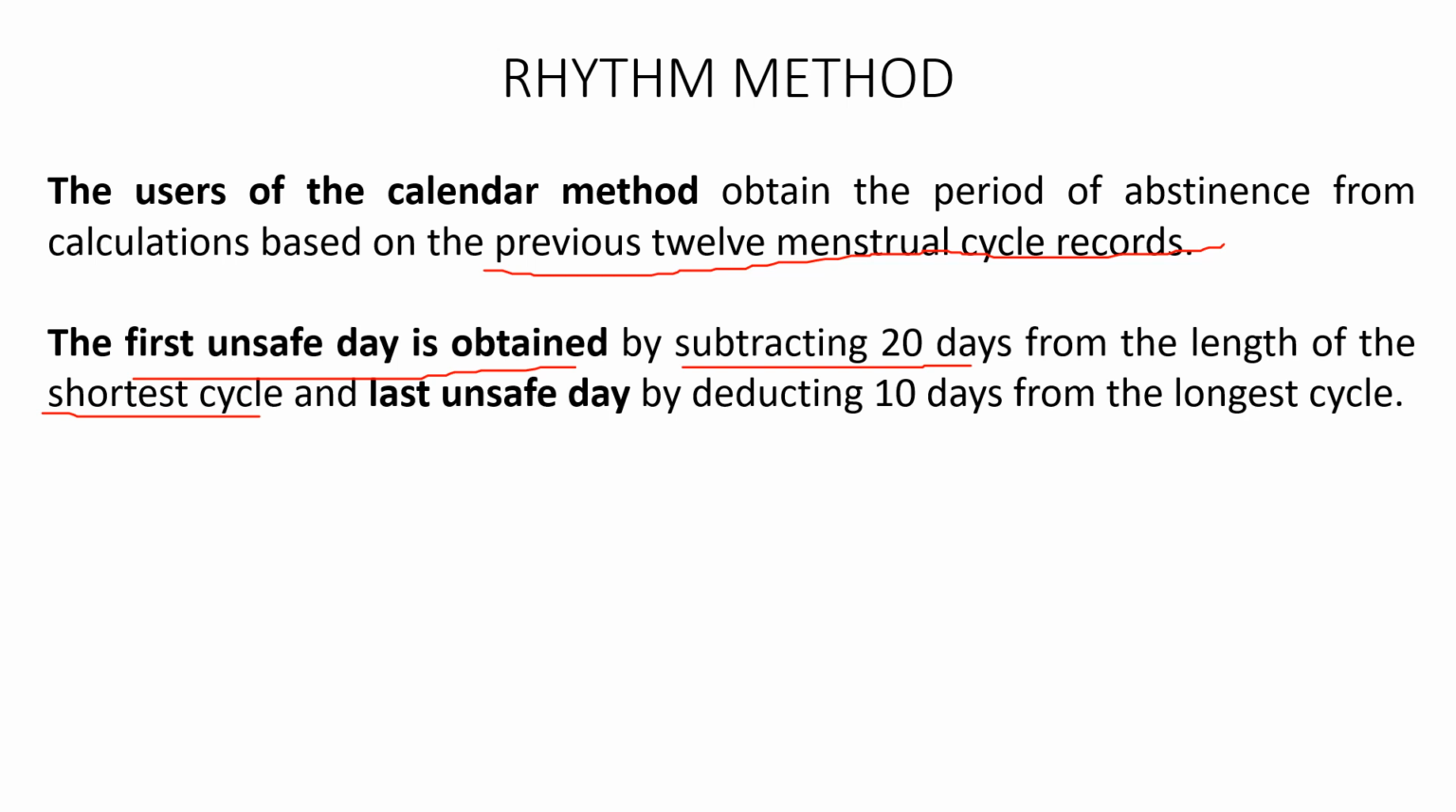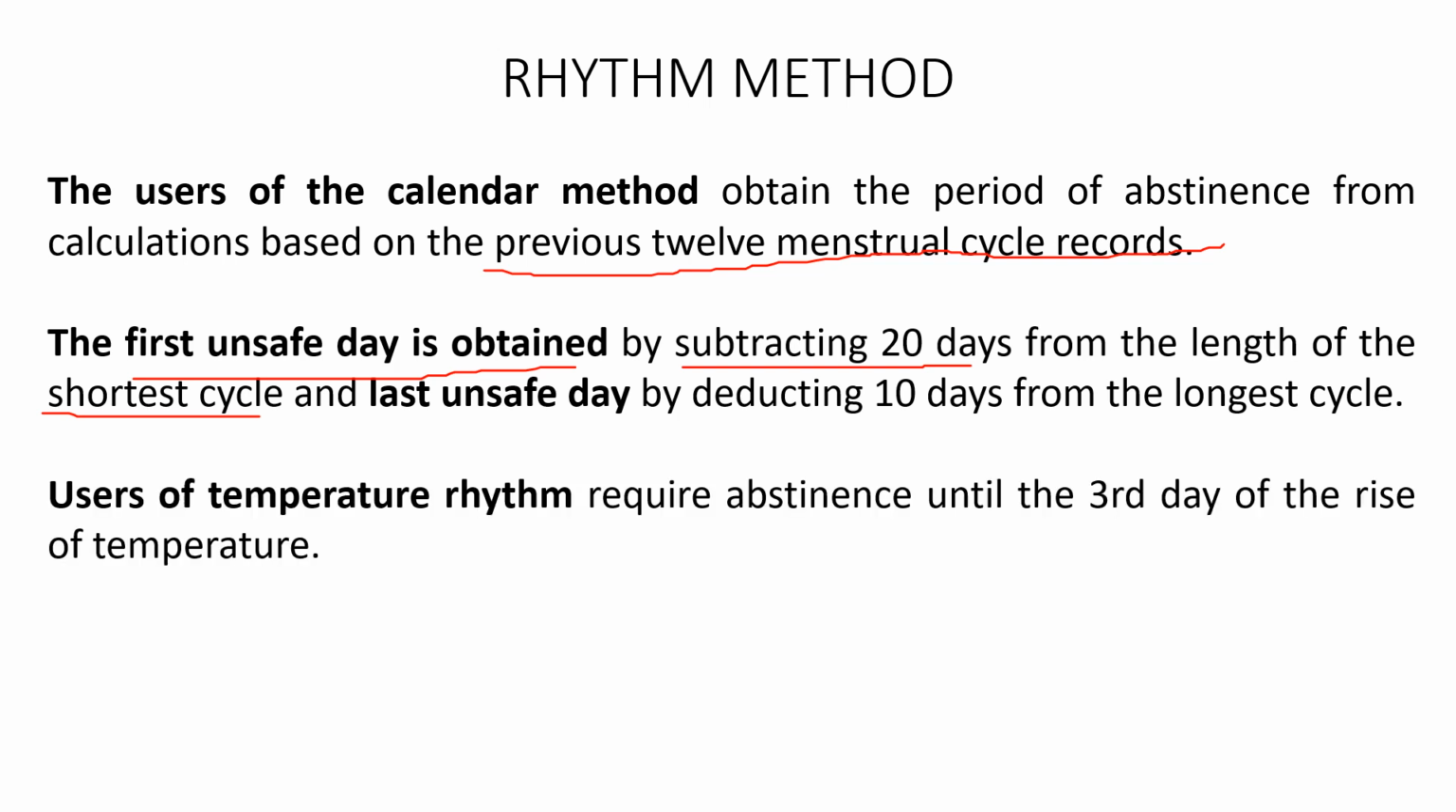Out of these 12 menstrual cycles in the year, there may be one shortest cycle, say it is 22 days. So you subtract 20 from it to get the first unsafe day, and the last unsafe day is obtained by deducting 10 days from the longest cycle. Say the longest cycle is 30 days, so you deduce 10 days from it. Say it is 20 days, so from day 2 to day 20 there should be a period of abstinence.